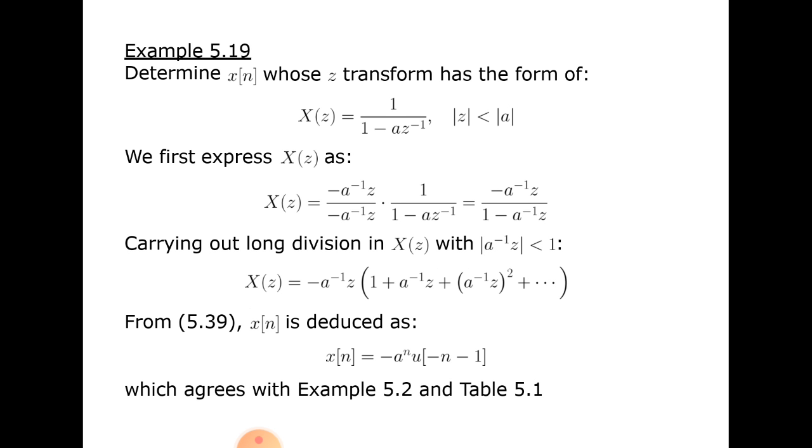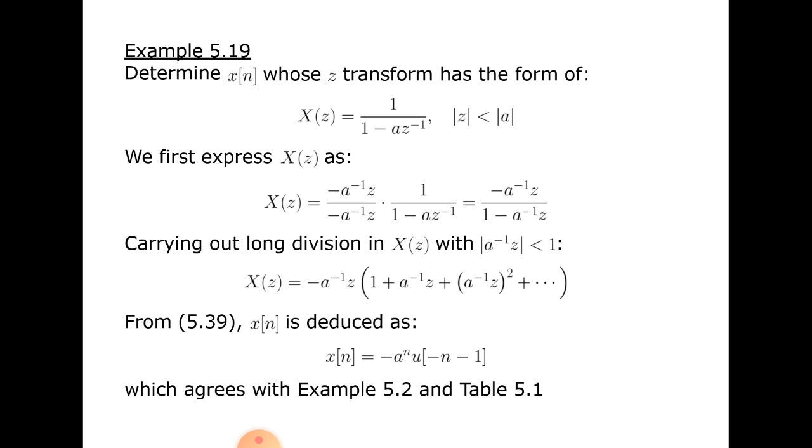Now determine x of n whose transform is of the form X(z) = 1 / (1 - a z^-1), with |z| > |a| or |z| < |a|. We first express it as 1 / (1 - a z^-1), which is equal to -a^-1 z divided by (1 - a^-1 z). So carrying out the long division method in X(z) with |a^-1 z| < 1.